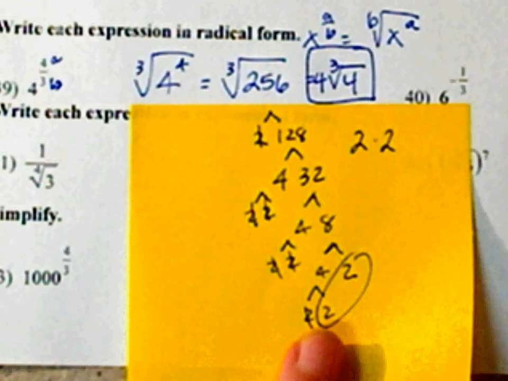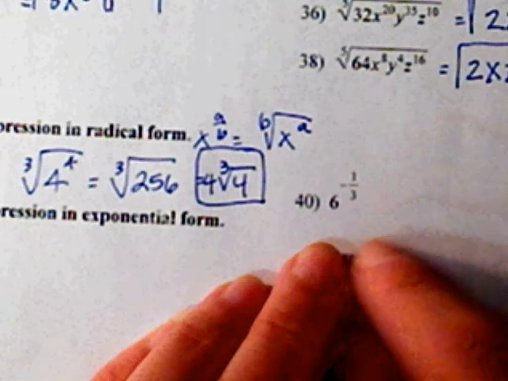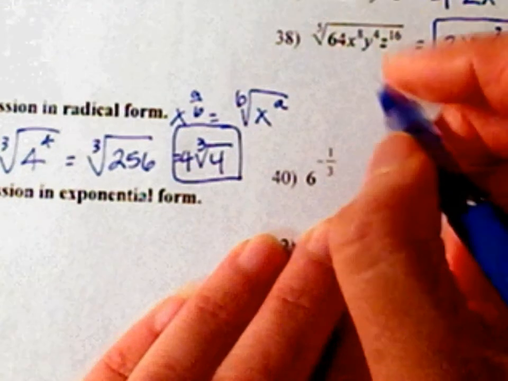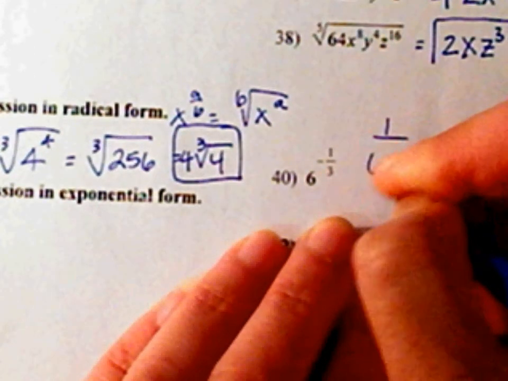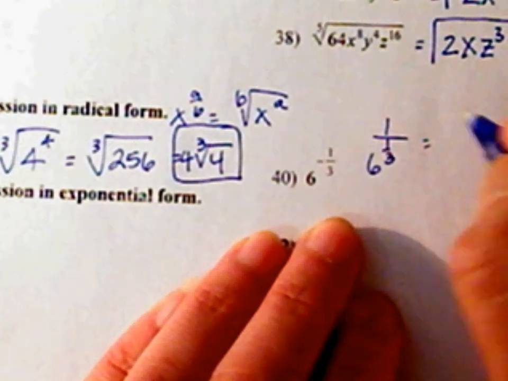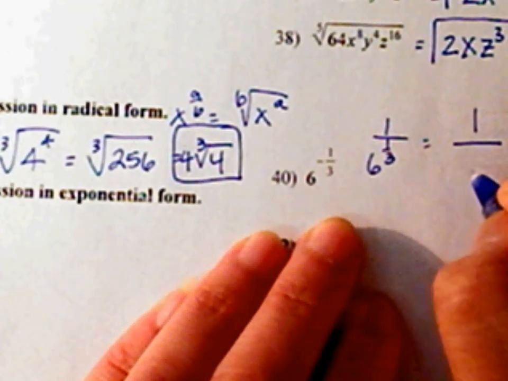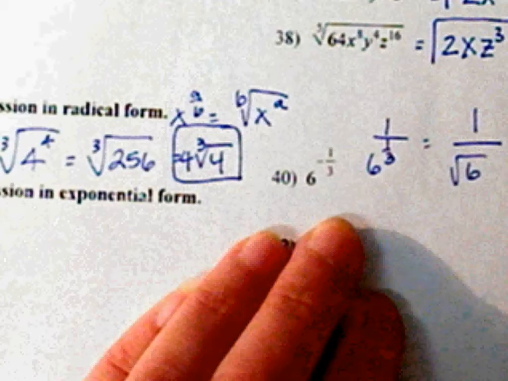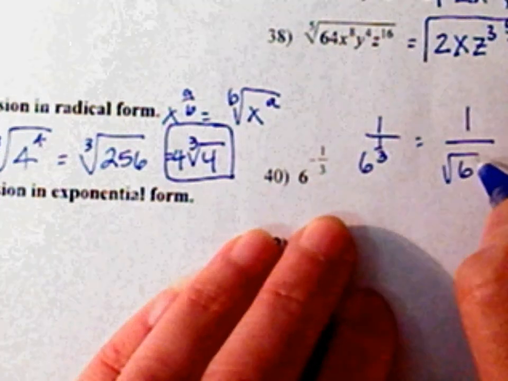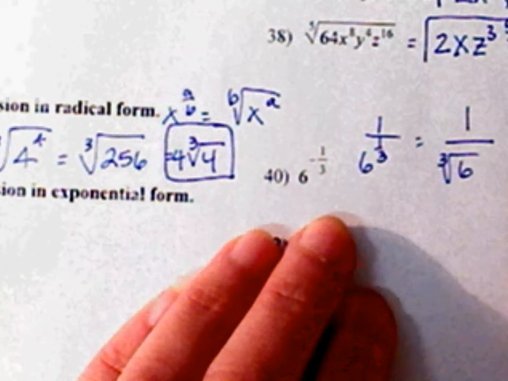Number 40. You have a negative. Got to get rid of it. So this is the same thing as 1 over 6 to the 1/3. Write it in radical form. So you have 1 over the radicand, a 6 to the 1st power, cube root. Can't simplify that anymore. And there's your final answer.